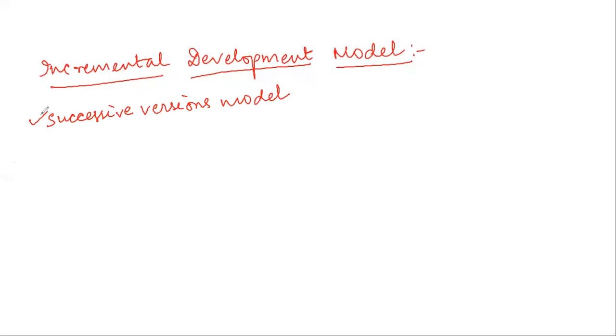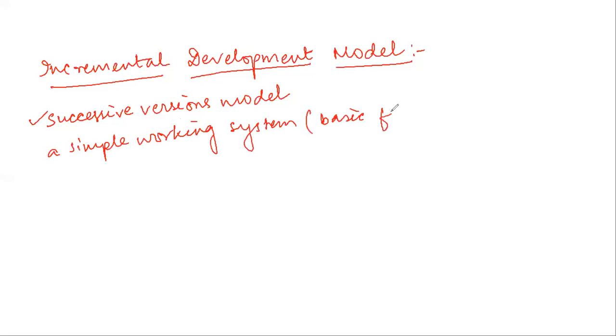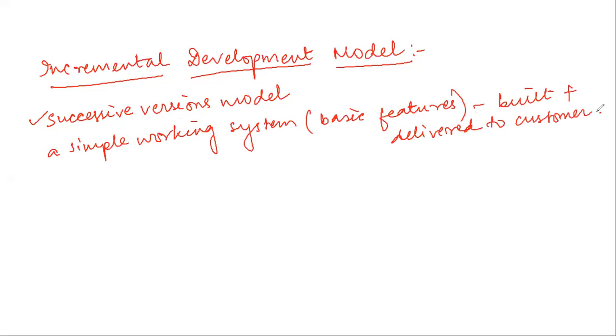So in this model, what happens is, first, a simple working system, suppose implementing a few basic features, not all the basic features, is built and delivered to the customer. And over many successive iterations, successive versions are implemented and then delivered to the customer until the desired system is made.